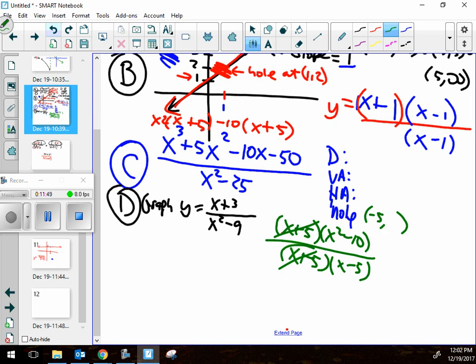Now what do I put that in? I put it in the resulting function. This here. I put the negative 5 in there. And you get negative 5 squared is 25 minus 10 is 15 over negative 5 minus 5 is negative 10. So that's, you could reduce that more if you wanted to, but let me think, it would be 3 halves. Yes, negative 3 halves.